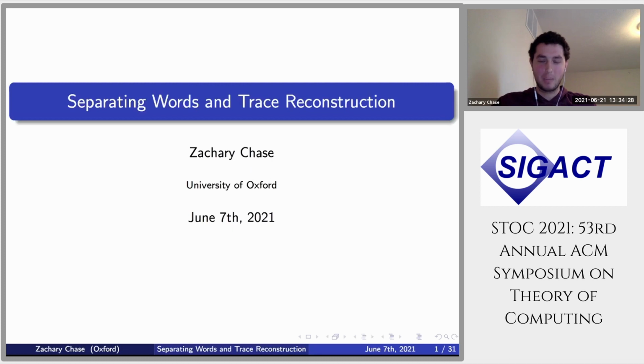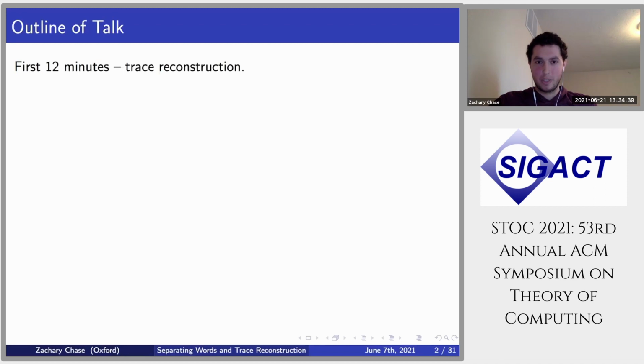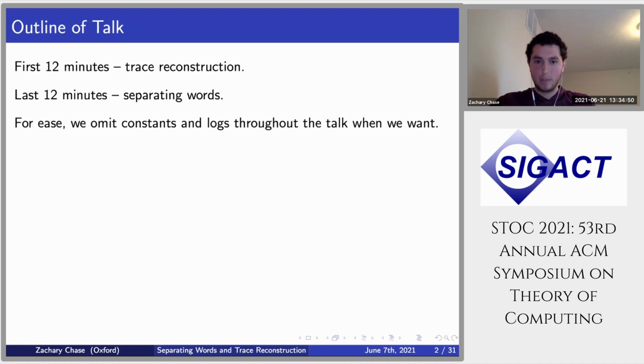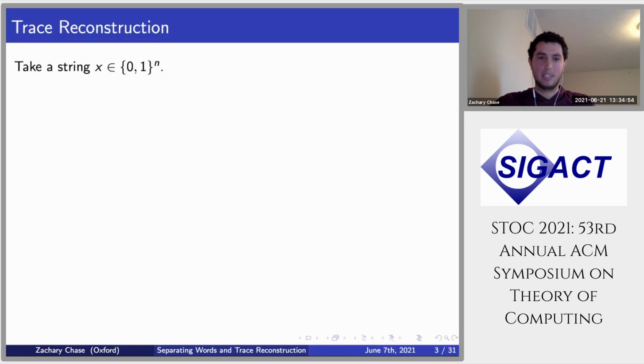So yeah, I want to talk about 2 problems that I like a lot. They're very simple to state, but there's an exponential gap between the upper and lower bounds in each problem. So for the first maybe 7 minutes, I'll talk about the problem trace reconstruction. In the next 7 minutes, we'll do separating words, and then there will be a bit of time for discussion after. And for ease, we omit constants and logs throughout the talk, so not everything will be completely precise.